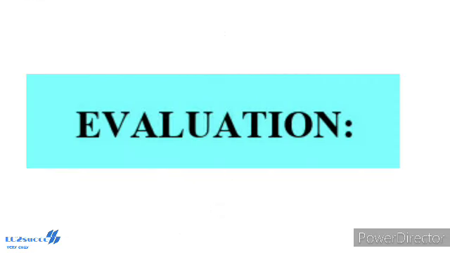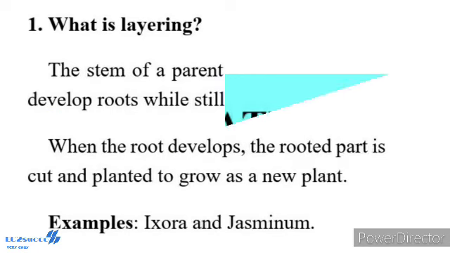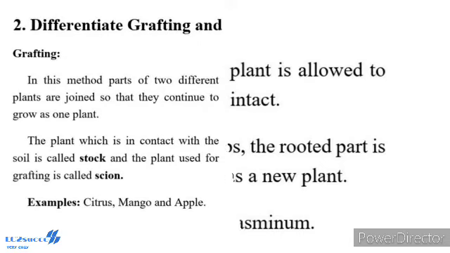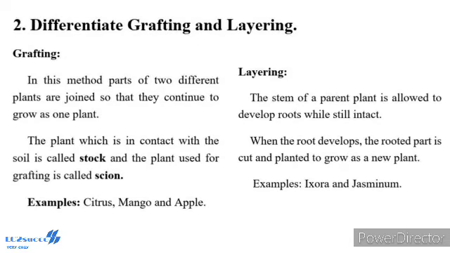Then the evaluation part. What is layering? The stem of the parent plant is allowed to develop roots while still intact. When the roots develop, the rooted part is cut and planted to grow as a new plant. Examples: Ixora and Jasminum. Second question, differentiate grafting and layering.